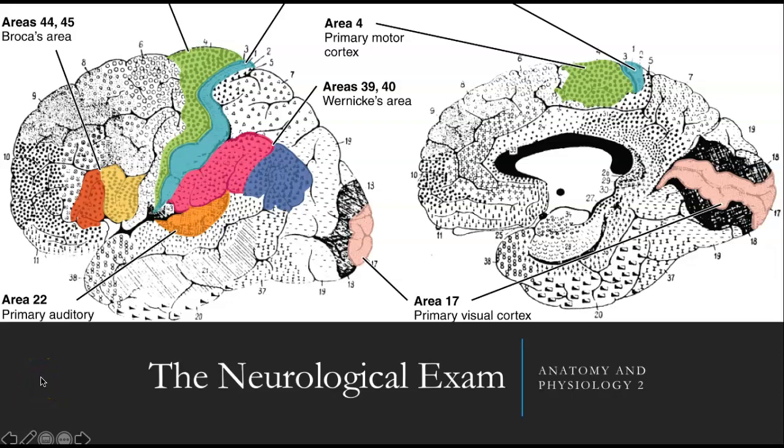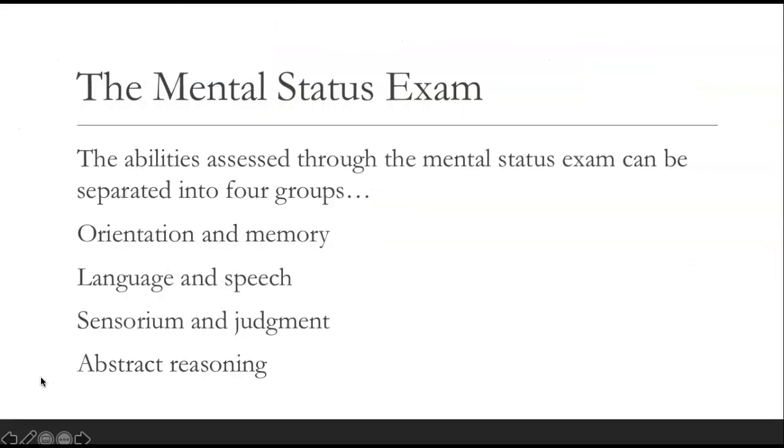We're going to continue our lecture on the neurological exam, and this is going to cover the mental status exam. The abilities that are assessed through the mental status exam can be separated into four groups. I'll list them for you, and then we'll get into each of them individually. The first is orientation and memory. Then we've got language and speech, sensorium and judgment, and lastly, abstract reasoning.